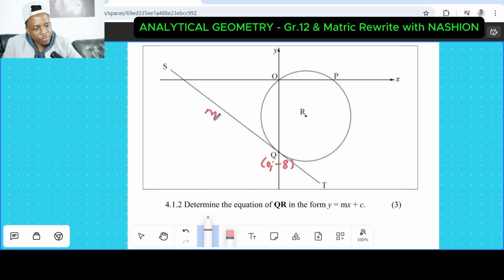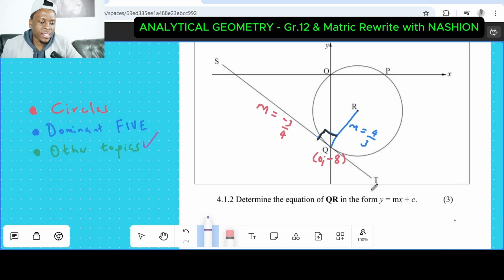The gradient of SQT, the radius, is perpendicular to the tangent. Remember, each time when we answer a question, we need to ask ourselves whether it's a circles question directly, or it falls under the dominant 5, or application of other topics. So in question 4.1.2, they are saying determine the equation of QR in the form y is mx plus c. So this question is the application of other topics, which is functions.